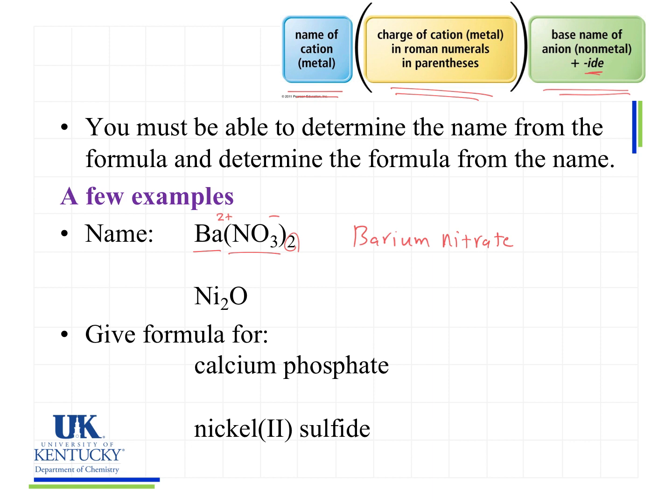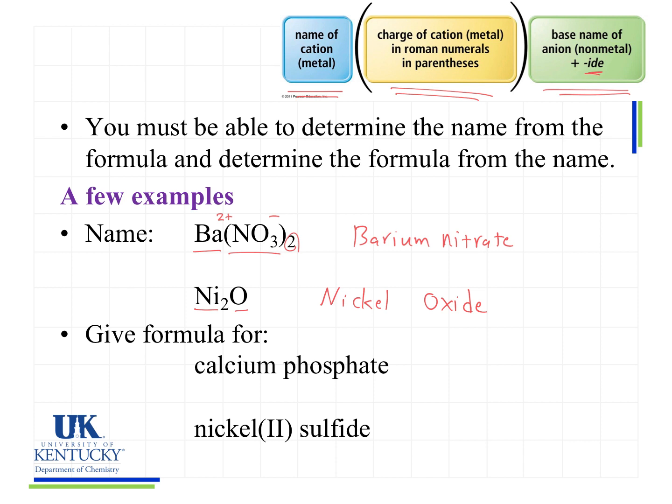So you have to be able to write the name of the compound from a formula, or if you're given the name, you have to be able to write the formula. Okay, so our next example, we have Ni2 oxide. So what is Ni? It's nickel. Okay, and oxygen as an ion, it's oxide.